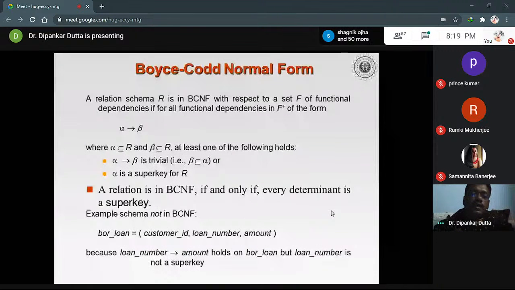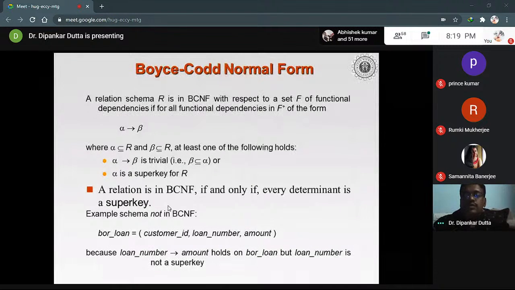So a relation is in BCNF if and only if every determinant is a super key. In F plus, for all functional dependencies, we have to find out that every determinant is a super key.